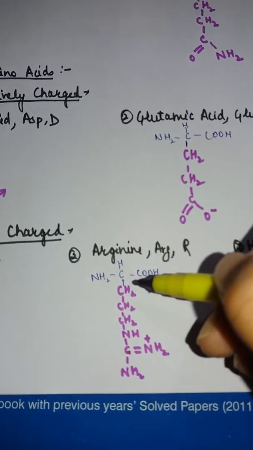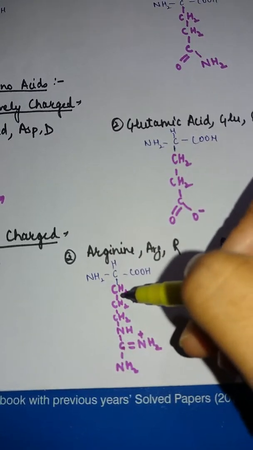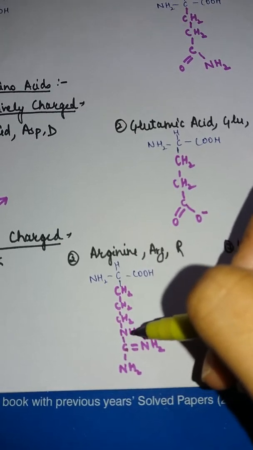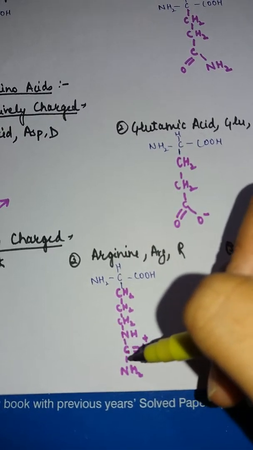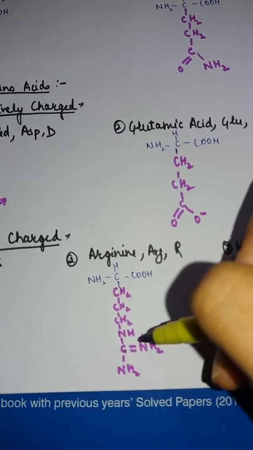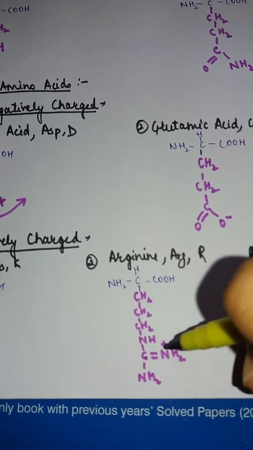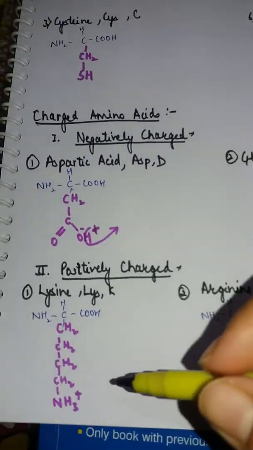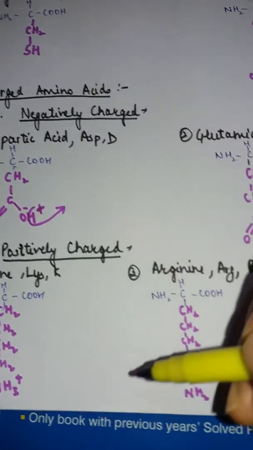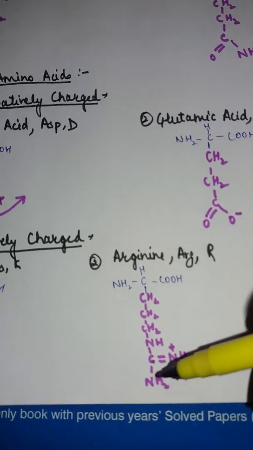Here also there are 4 carbons, but after 3 carbons the NH group is present. Then with another carbon there is another NH2 group, and with this carbon another NH2 group which is positively charged. So there are 3 amino groups here, while in lysine there is only one amino group after 4 carbons.